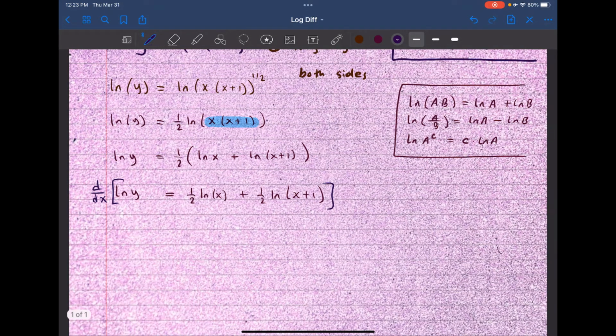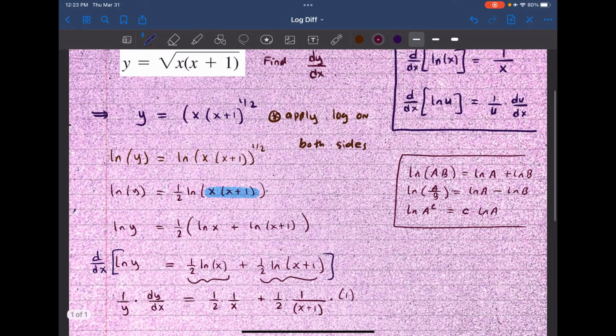We know the derivative of ln of y is simply 1 over y times the derivative of the inside, that's dy/dx, implicit differentiation. And then you differentiate this. I have a 1/2 times the derivative of ln of x, that's 1 over x, plus the second one. Keep the 1/2 in the front. The derivative of ln of x plus 1 is simply 1 over x plus 1, all of the inside, times the derivative of the inside, which is simply 1. So I'm using the chain rule that you see right up here.